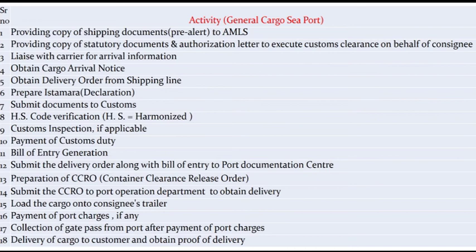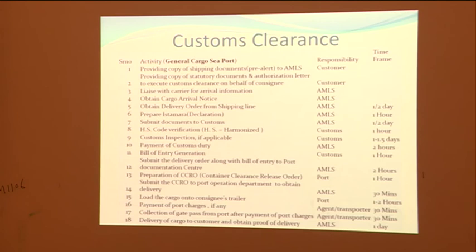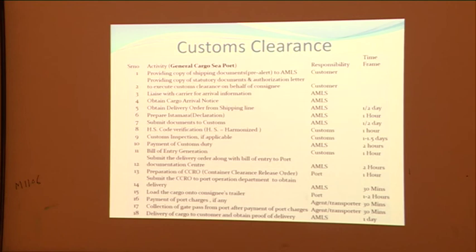Once you get the bill of entry, the documentation center documents all the items, the preparation of CCRO, container clearance release order from the port to release the shipment. So first, they give you a delivery order by the shipping line. And then you get a container clearance release order when you get back to the port, but this one is from the port itself. Then the authorized company makes the delivery, loads the cargo onto the consignee's trailer, payment of port charge, there are still some port charges that need to be paid, collection of gate pass from the port after payment of port charge, until you get to the delivery of cargo to customer and obtain proof of delivery. So the items are released from the port and they leave the port to the final destination.